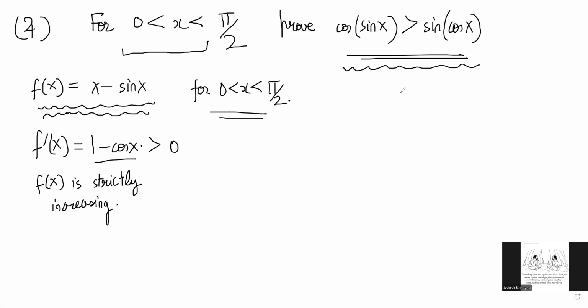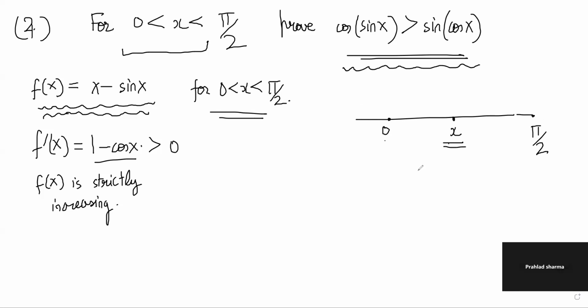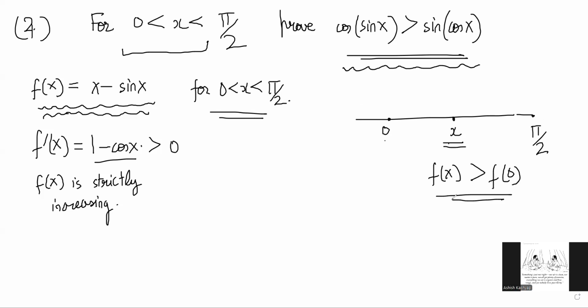So if you take this point 0 and this point x, what I know is that x is bigger than 0, right? Correct. So what do I know? f of x will be higher than f of 0, right? Do you understand what I'm saying? Yes, sir. By the increasing function property, we are saying x minus sine x will be greater than 0. x is greater than sine x. And now you can take cos on both sides, right?